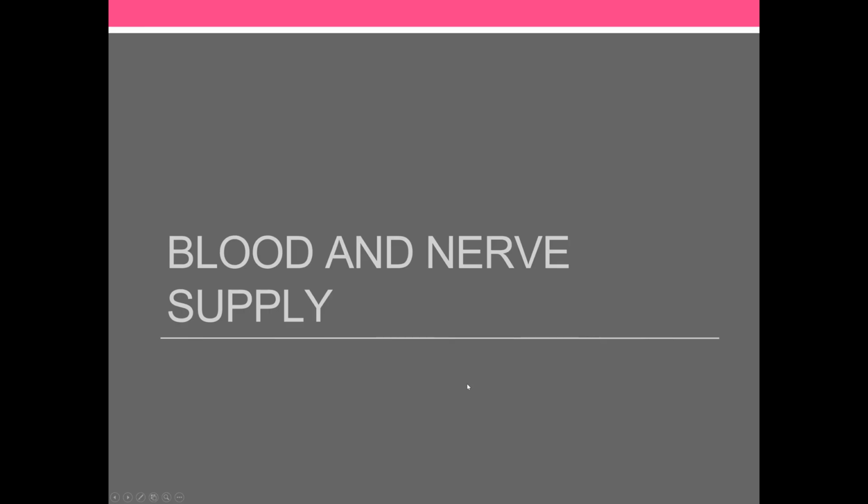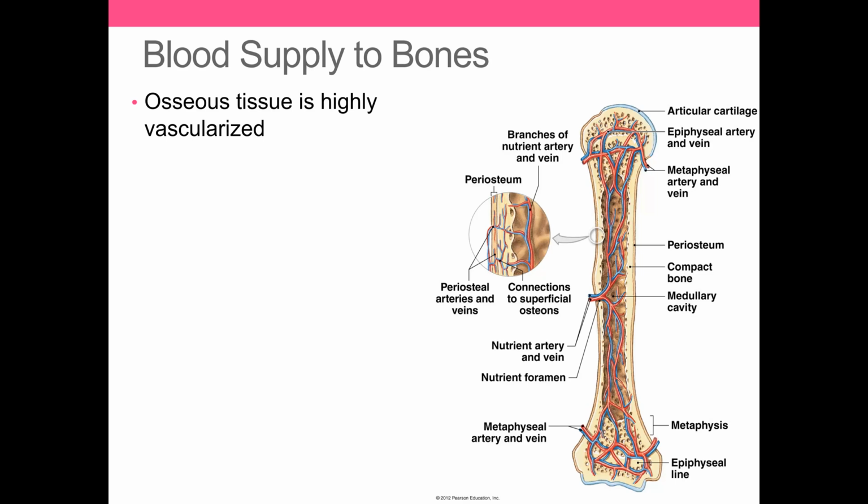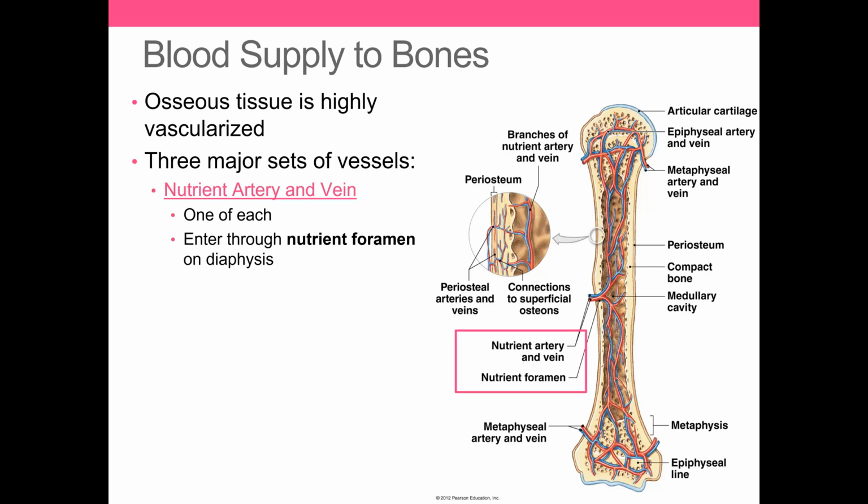And in this section, we'll look at the blood and nerve supply to bone tissue. So if you remember from chapter 4, bone tissue is highly vascularized. That was one thing that set it apart from cartilage, which has no blood vessels. So we have lots of blood vessels in our bone tissue. And there are 3 major sets of vessels, and these are really separate from each other during the development process. But in an adult, these 3 sets of vessels end up being very interconnected, so it's hard to tell where one stops and one starts.